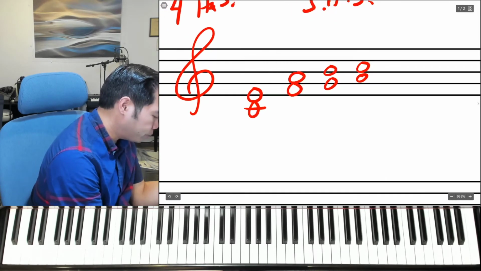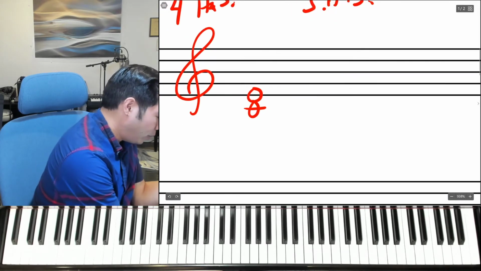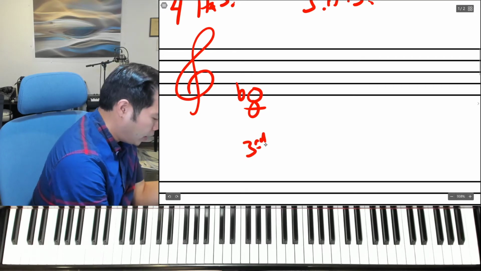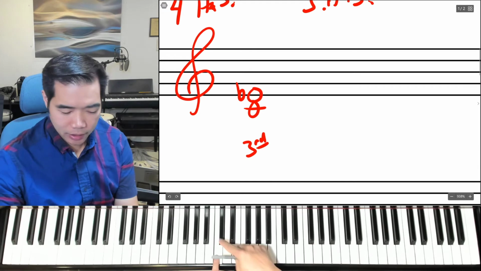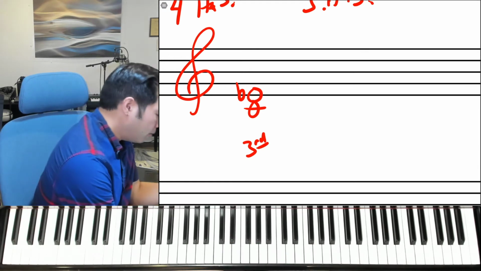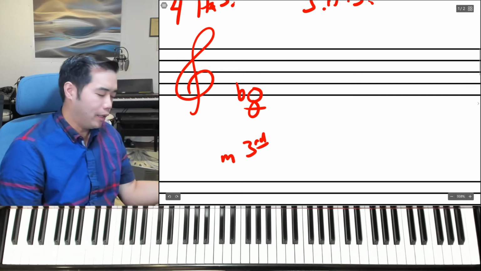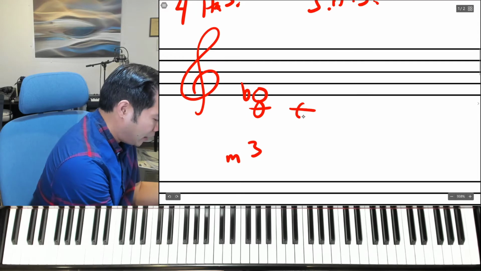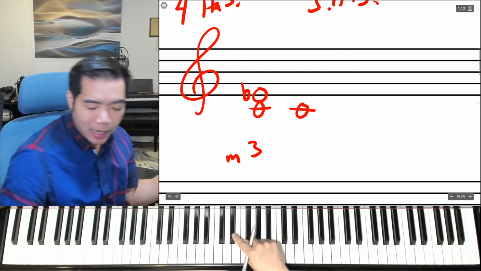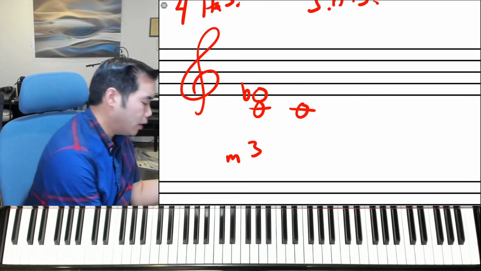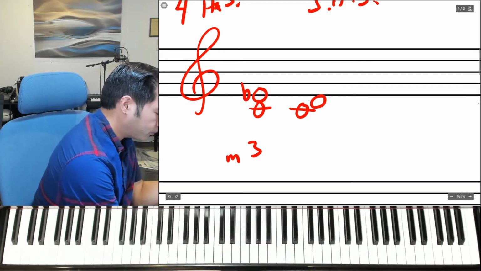So for example, let's say we had C to E flat. This would be a third. If we count the half steps, 1, 2, 3, 3 half steps to E flat, which means this is a minor third. Now, I could write this as a C, and instead of an E flat, this could also be a D sharp, because D sharp and E flat are enharmonic notes.